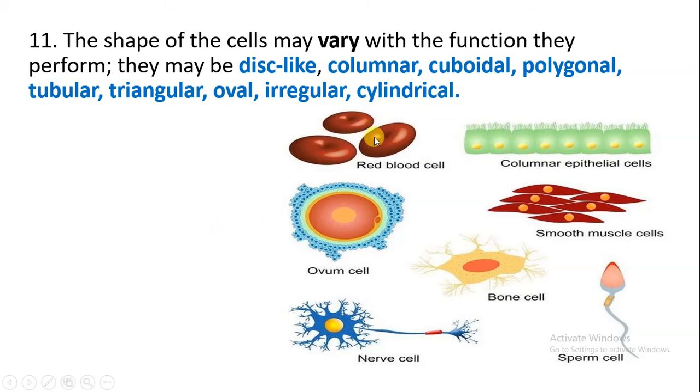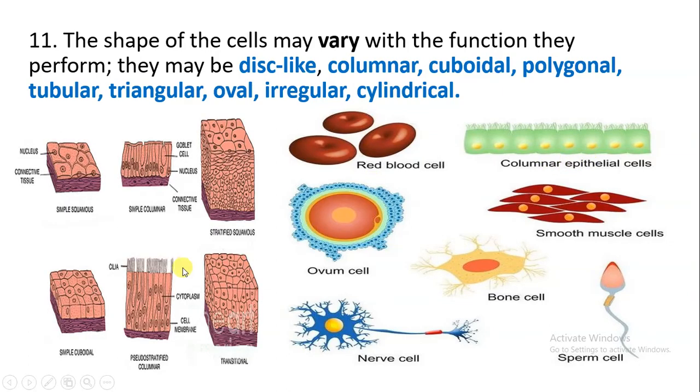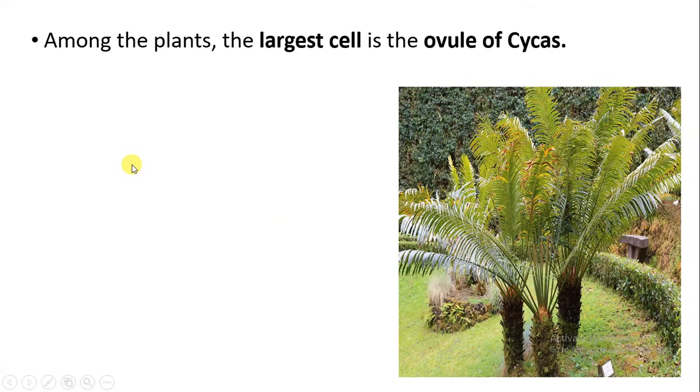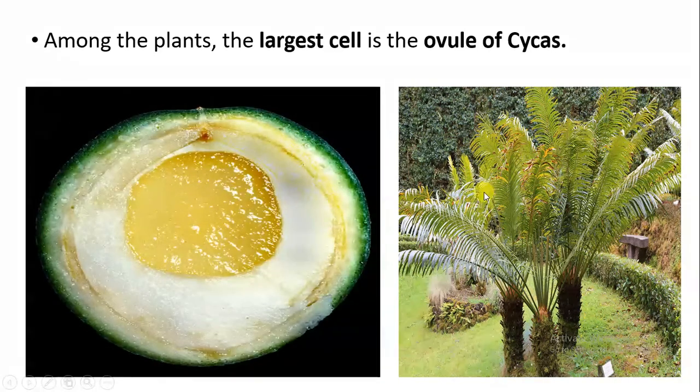So there are some cells which may be of disc shape, some which may be of column shape, some which can be of cube shape, and some which are polygonal in shape. Polygonal in shape means the cells which have many sides. There are some cells which are tubular in shape, triangle in shape. There may be oval. Some cells may have an irregular shape, or some cells may be columnar in shape. If we talk about some more cells, the largest cell that is seen in the plants is seen in the ovule of the cycas plant.